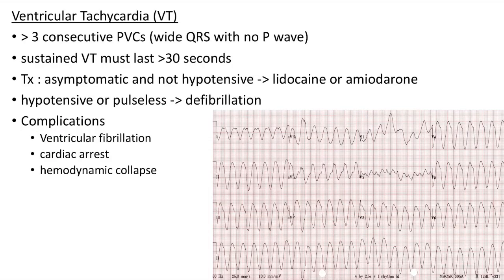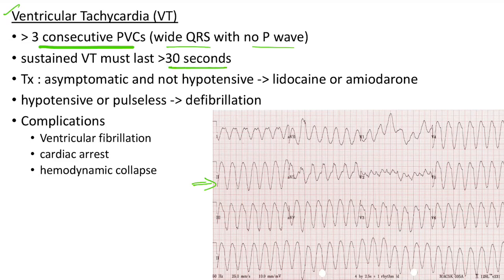Now let us see about ventricular tachycardia. It is more than 3 consecutive premature ventricular contractions, that is, more than 3 consecutive wide QRS complexes with no P waves, as you can see in this picture. Sustained ventricular tachycardia must last more than 30 seconds.